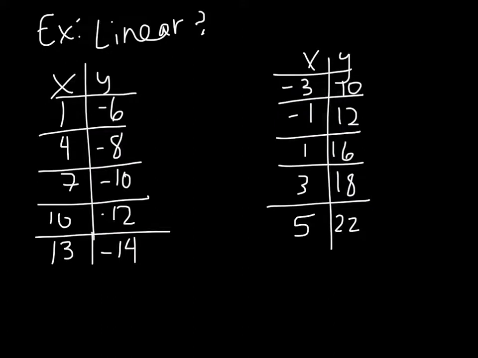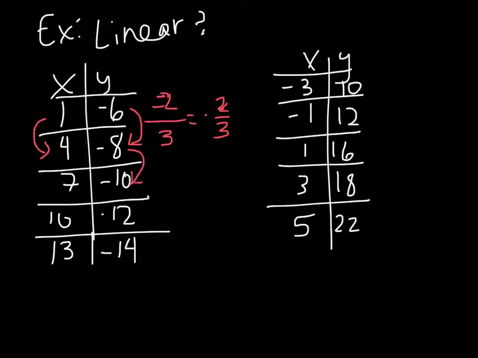So if I need to look at these and decide if they are linear, I'm going to decide, do they have a constant rate of change? So let's look. From here to here, we're going to find the rate of change. Well, the rate of change said to find the change in the y's over the change in the x's. So the change in y went from -6 to -8. So it went down 2, so -2, over, and the change in x went from 1 to 4. It went up 3. So my rate of change is -2/3.